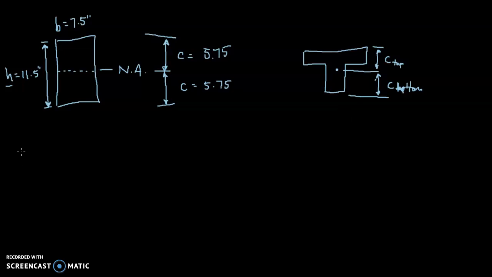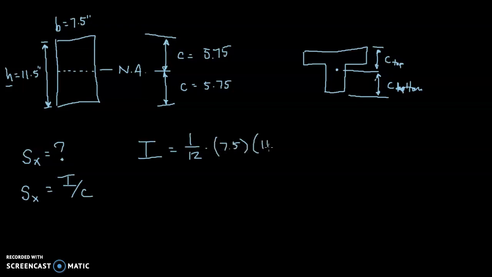So what do we want to know here in this problem? We want to know what the section modulus is. What is S sub x equal to? Well, S sub x is equal to the moment of inertia divided by c. What is the moment of inertia equal to? Moment of inertia for a rectangle is equal to 1/12 times the base of 7.5 times the height of 11.5 to the third power, 1/12 bh cubed. And so that, if we calculate that out, is equal to 951 inches to the fourth power.